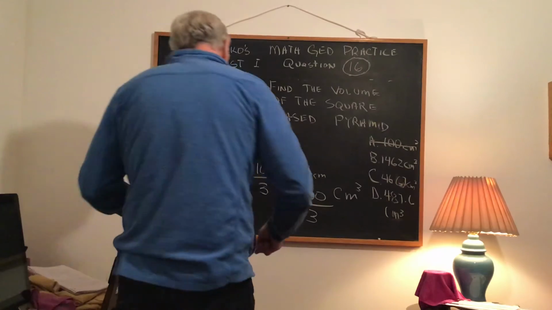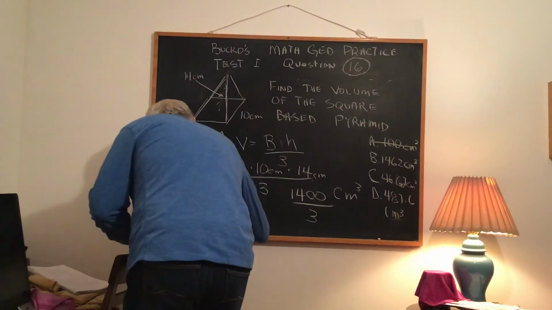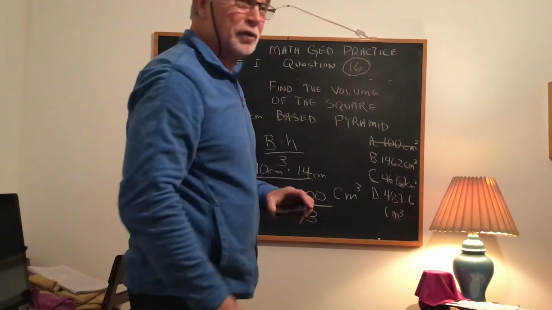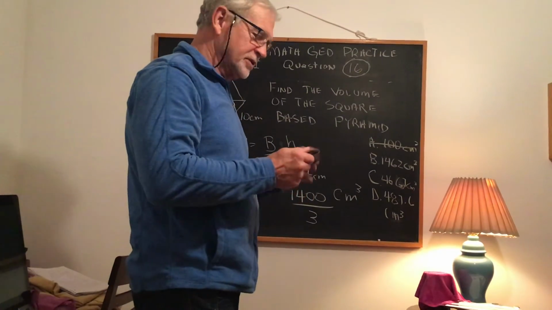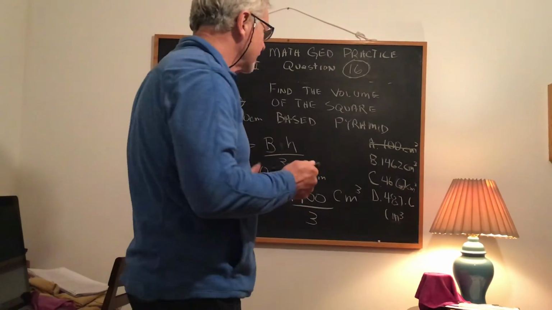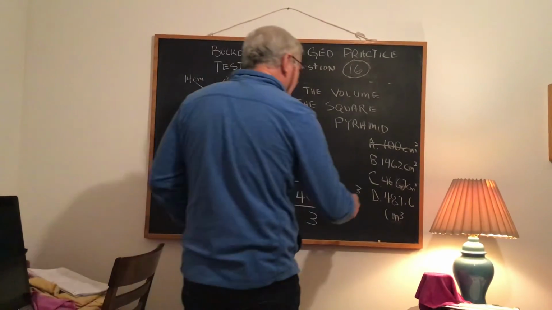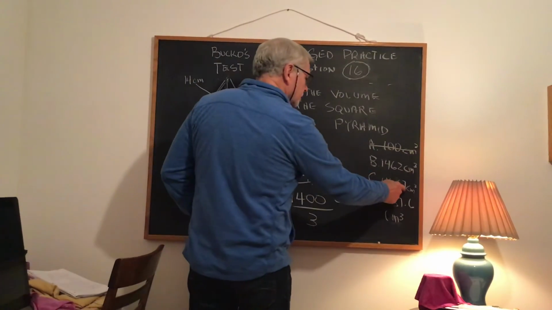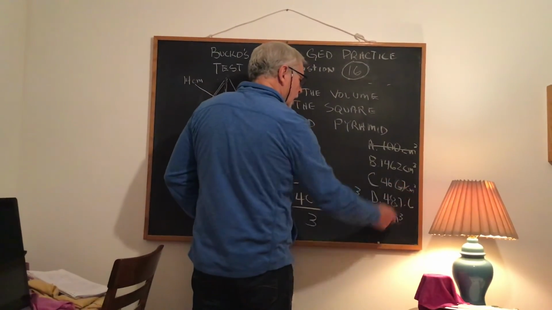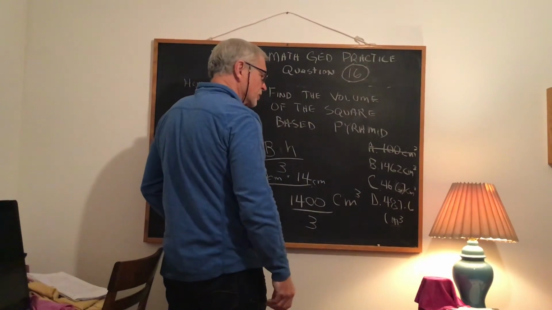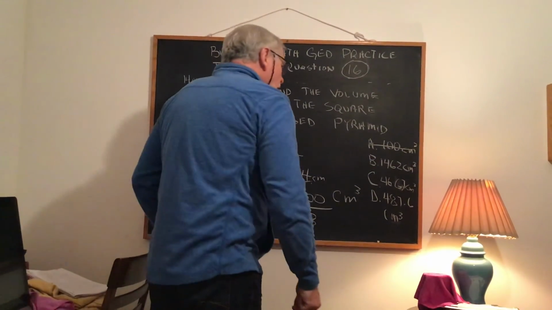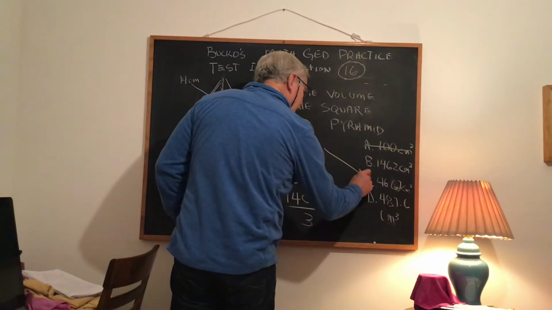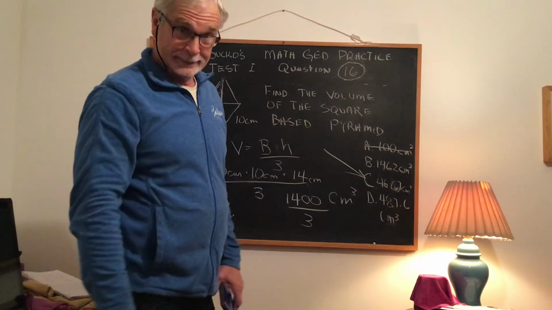You get 466.6666 forever. And 0.666 forever is 2/3, same thing. And since it's above 5, we round it up, so 0.666 rounds to 0.7. So it's approximately 466.7 centimeters cubed. This one right there. Bam.